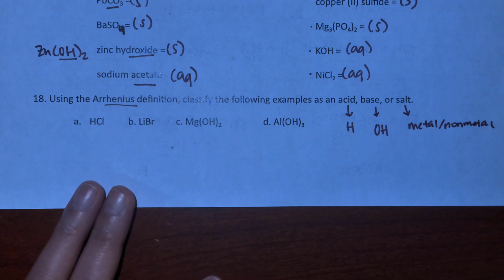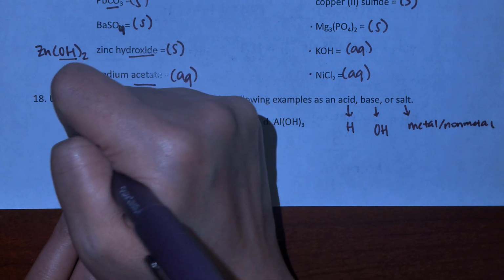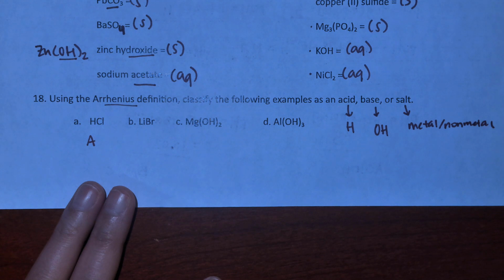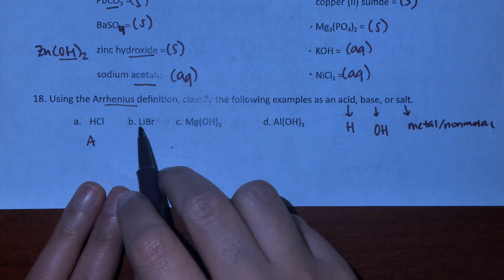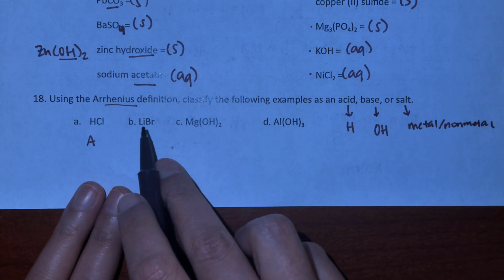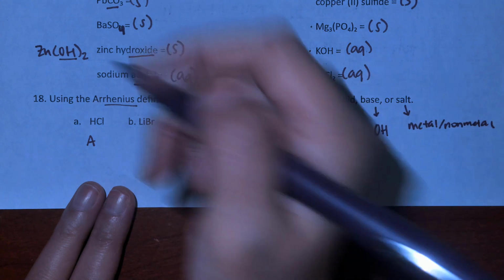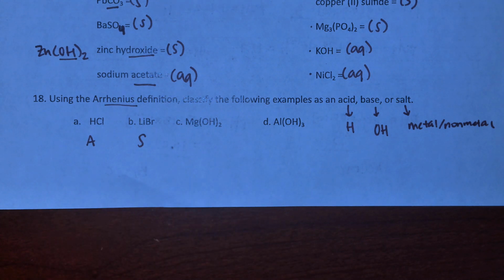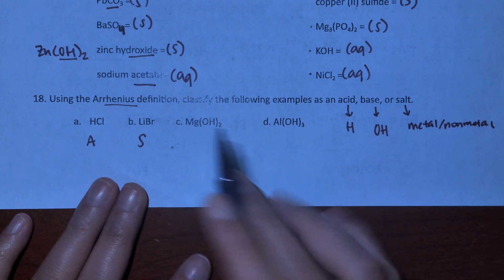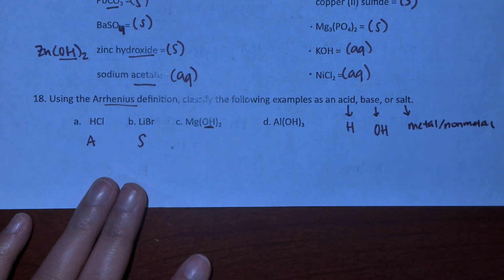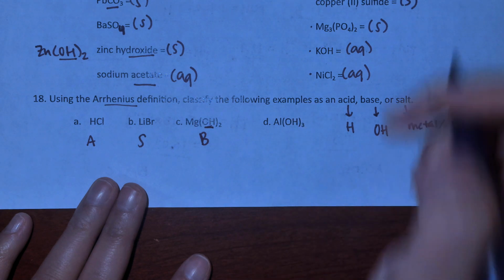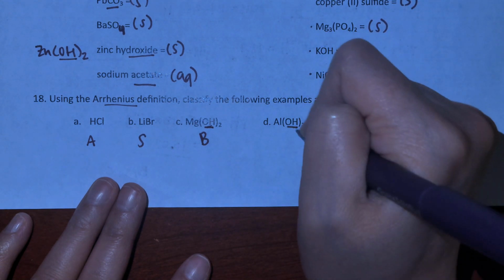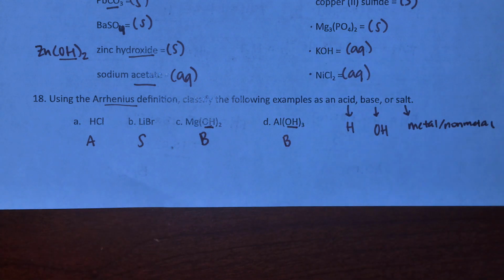Pretty simple. HCl, hydrochloric acid, obviously an acid. Lithium bromide. So, my trick is if there's no H or OH, neither of these, then it's obviously a salt. So there's that. And lithium is a metal, bromine is a non-metal, so they bond to make a salt. Alright, next one, magnesium hydroxide. Oh, we got OH in there, so it is a base. Same thing for part D. Aluminum hydroxide, so OH, that would also be a base. That would be B.